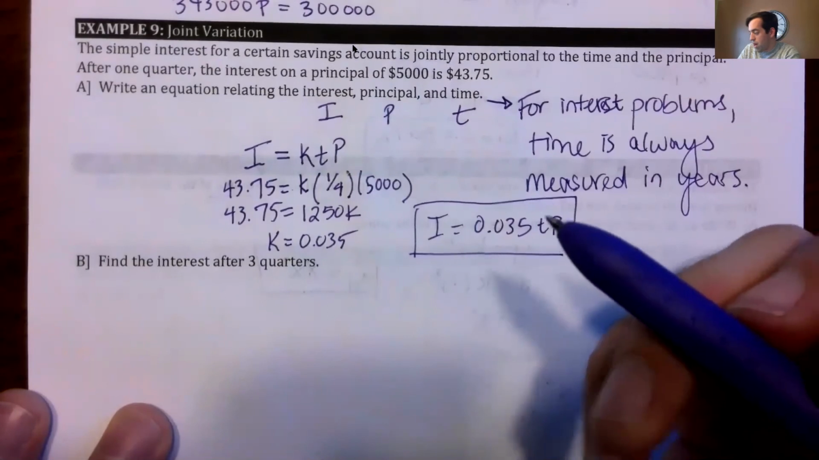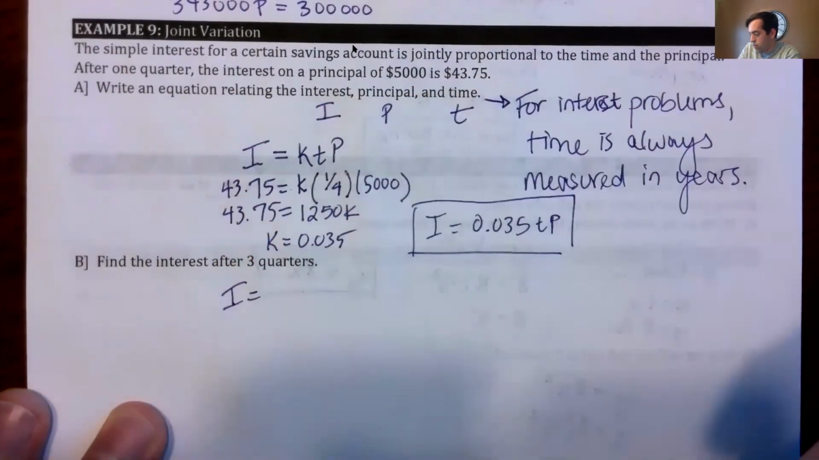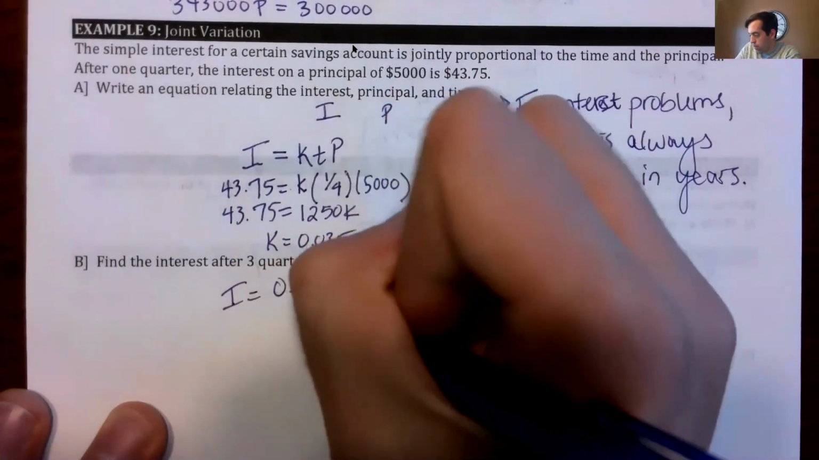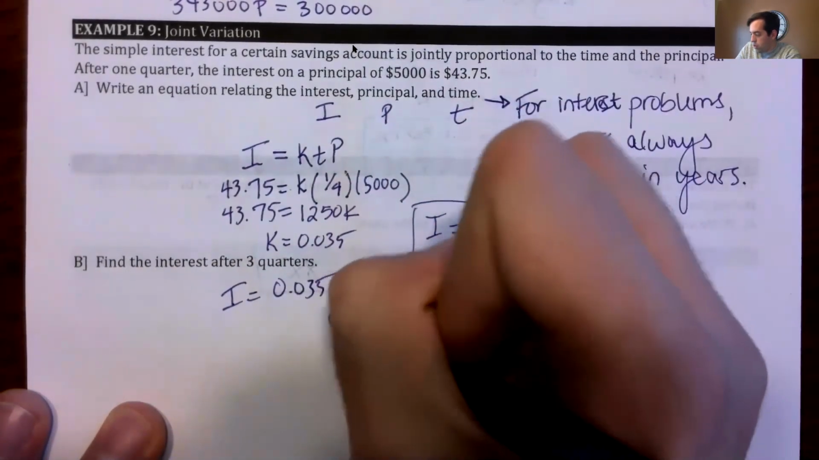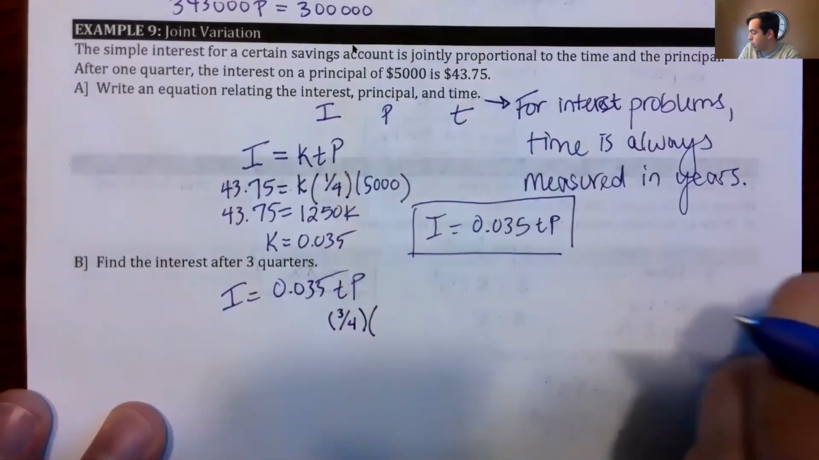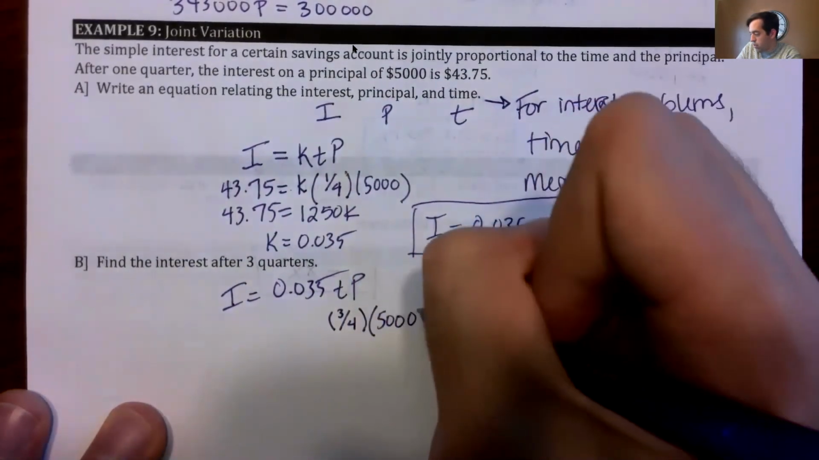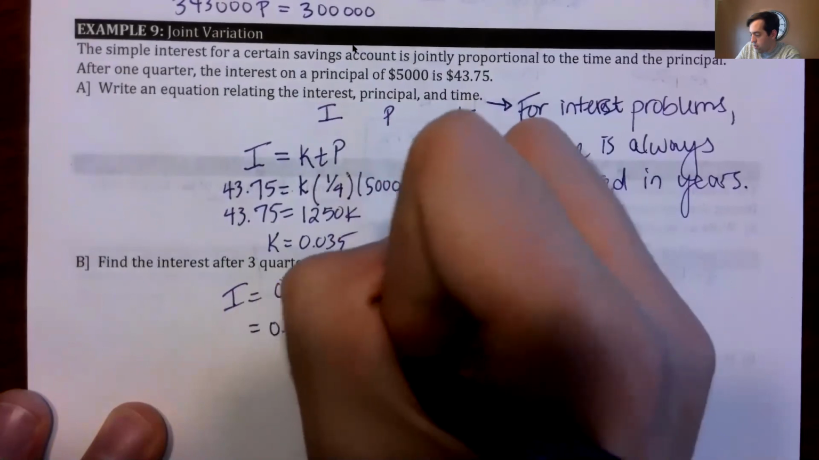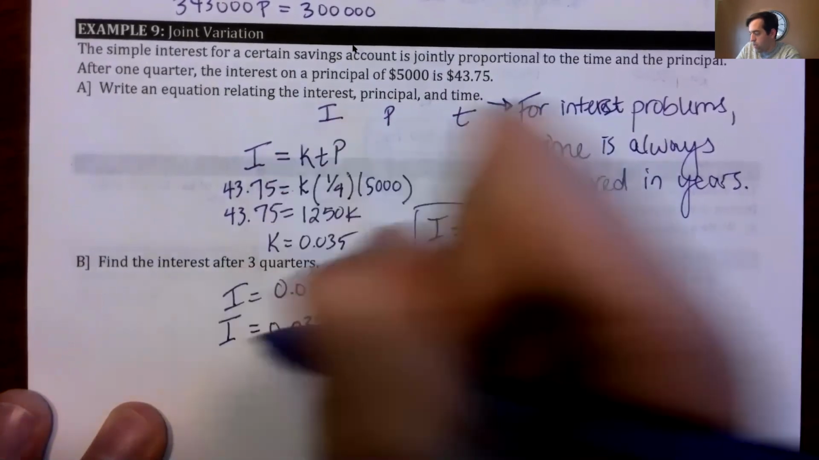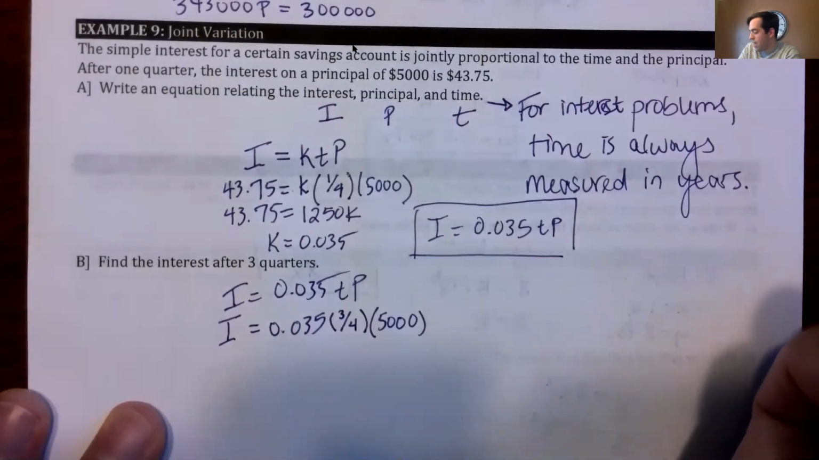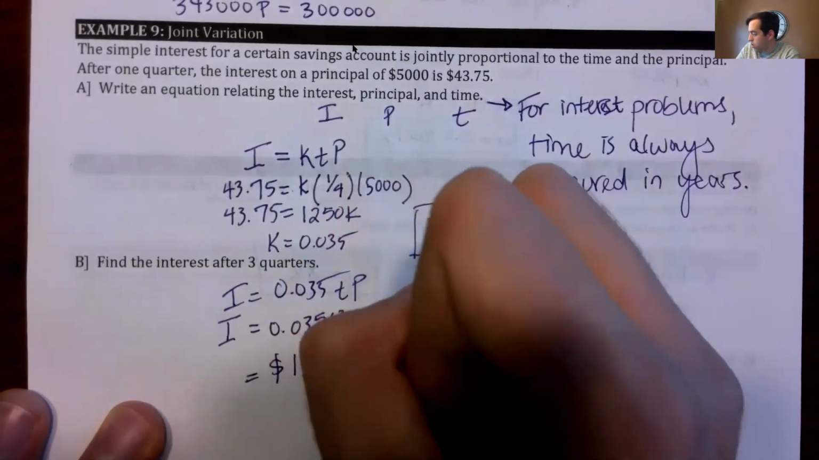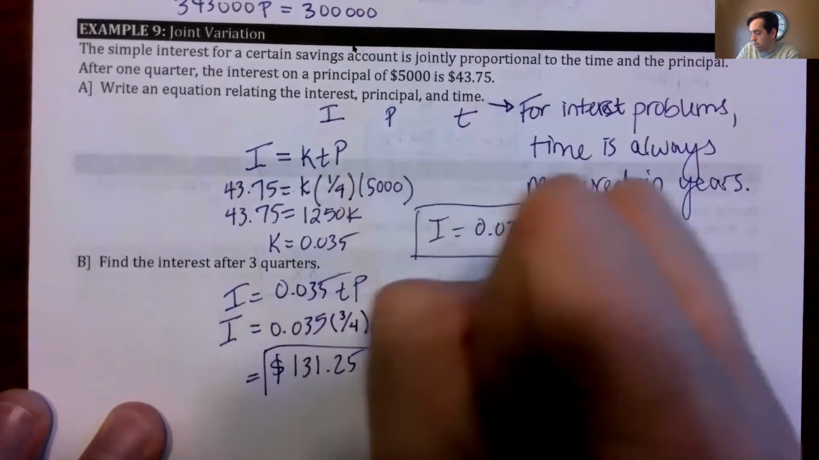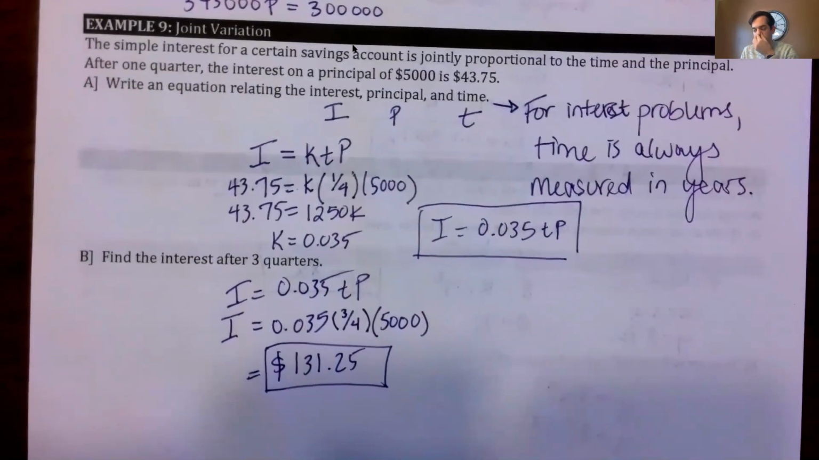So we're going to use the same model. I equals 0.035 TP. We're plugging in 3/4 now for T. We have the same principal of 5,000. And we're trying to find the interest. So we're trying to find the I. So we multiply these things together and round to $131.25. Okay, so that's how we do that.